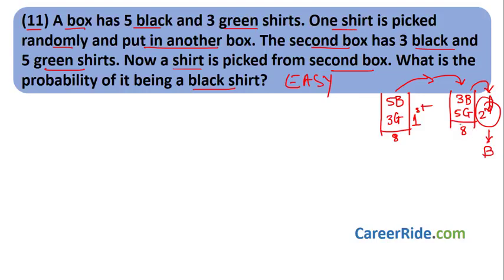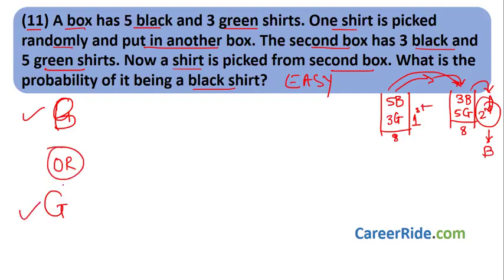Now what you have to consider over here is, first one shirt is taken out from here and put into the second box. That shirt can be black, or that shirt can be green. So from the first box you take out one shirt and put into the second box. It can be a black shirt or it can be a green shirt. So if you pick out one black shirt and then you put it over here, or you can pick out one green shirt and then you put it over here. And after that you pick out one black shirt from the second box. Over here also, and after that what you do?